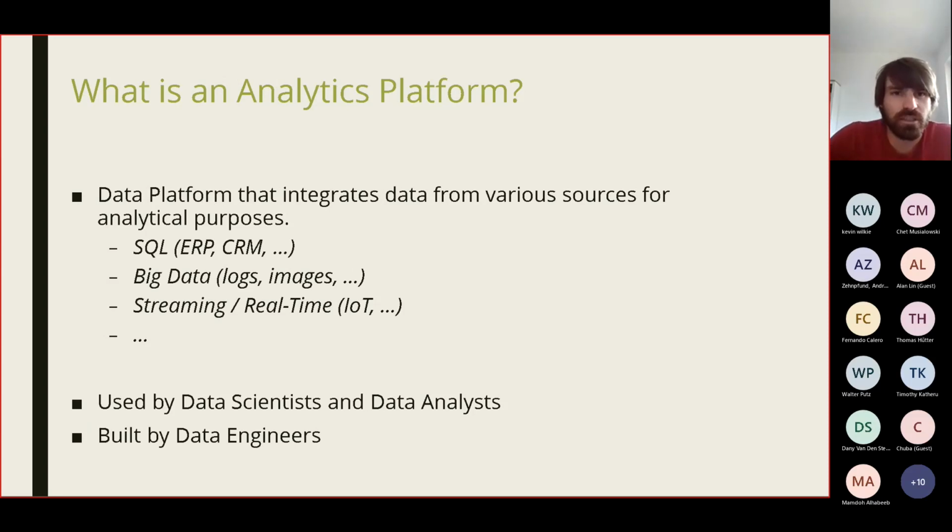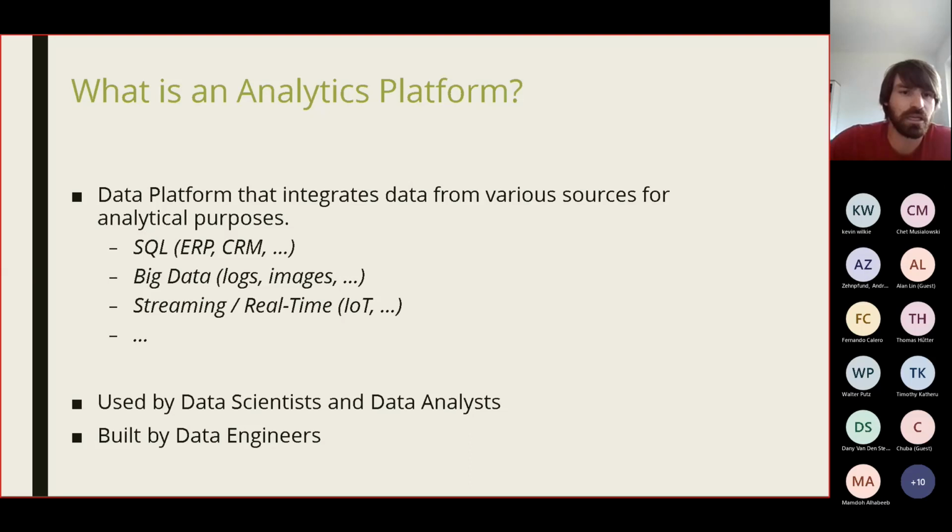Okay, so what is an analytical platform? In general, it is a data platform that is sourced by multiple systems. It's kind of similar to a data warehouse, but with a much wider reach. It's not only limited to, let's say, structured data from SQL databases, but can technically also process non-structured or semi-structured data like logs, images, videos, whatever, and also should have the ability to deal with streaming and real-time data. Those are scenarios that are usually not covered by a data warehouse.